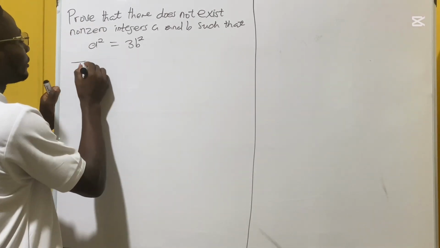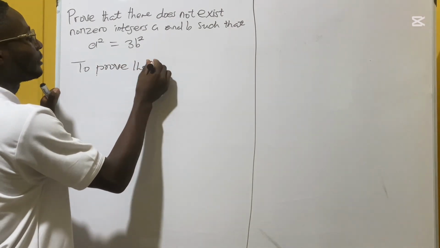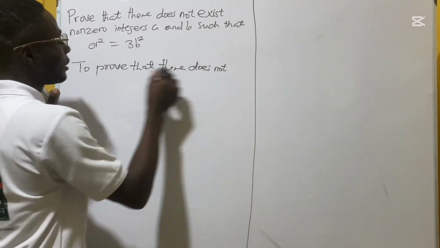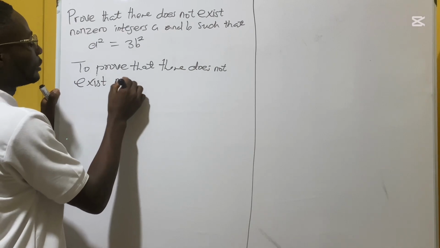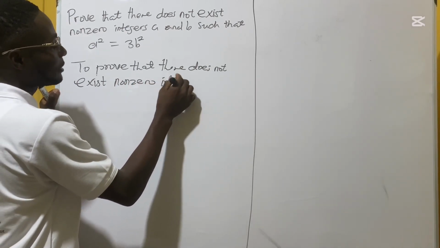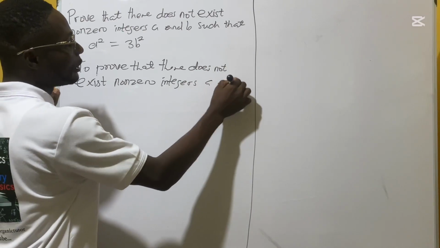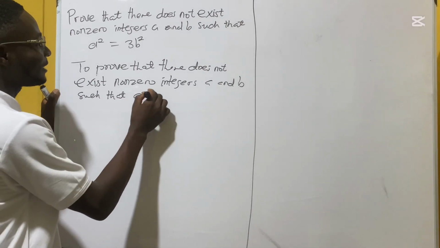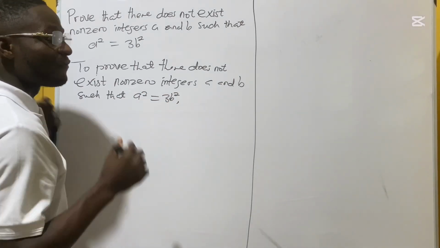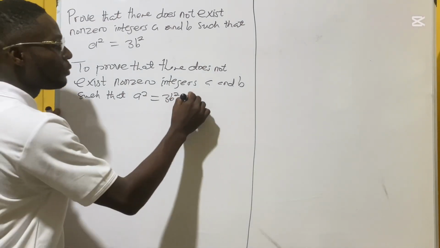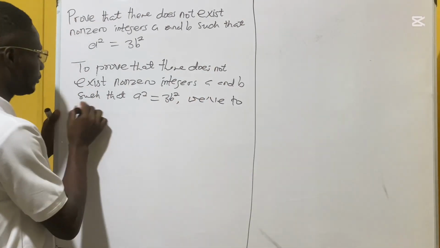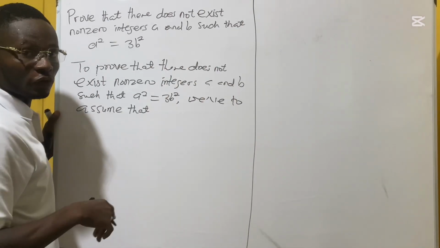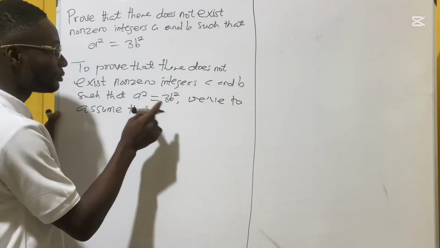So to prove that there does not exist non-zero integers a and b such that a squared is equal to 3b squared, first, we have to assume that this here is false.